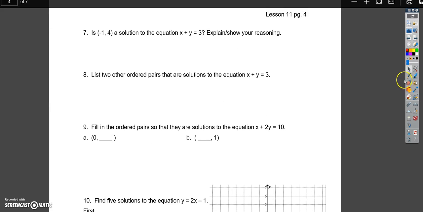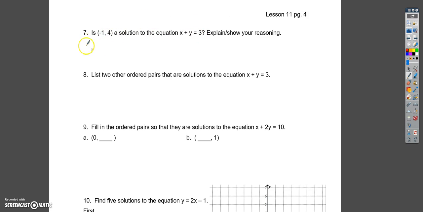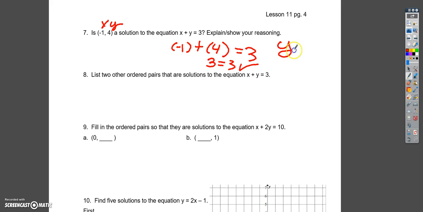So number 7, is -1, 4 a solution to this equation? So x is -1, y is 4. So we're going to come over here and we're going to put x plus y equals 3. x is -1, y is 4. So now let's do the math. 3 equals 3. So that balances. So yes, it is a solution.